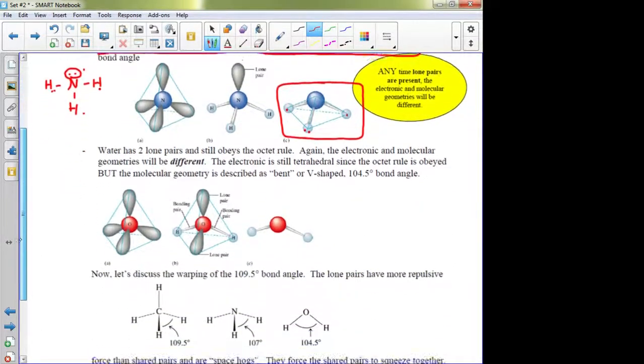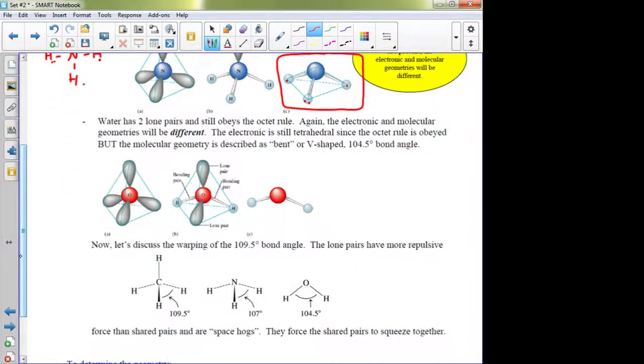Now, what if I have something where I have CH4? CH4 is still going to stay where I've got 4 things bonded to it. I'm still going to say that that's just tetrahedral, because there's no lone pairs on it. So I'm going to say it's tetrahedral whether it asks me for the electron geometry or the molecular geometry. All right.